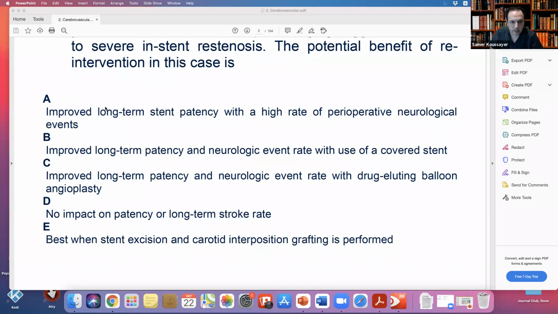But this is the reason why the recommendation came: they have a study, and they found no impact on patency or long-term stroke. The reason they said if you have a high-grade stenosis in a stent, leave it alone and treat medically if the patient is asymptomatic, is because the study showed there's no impact on patency or long-term stroke. So this would be our answer.